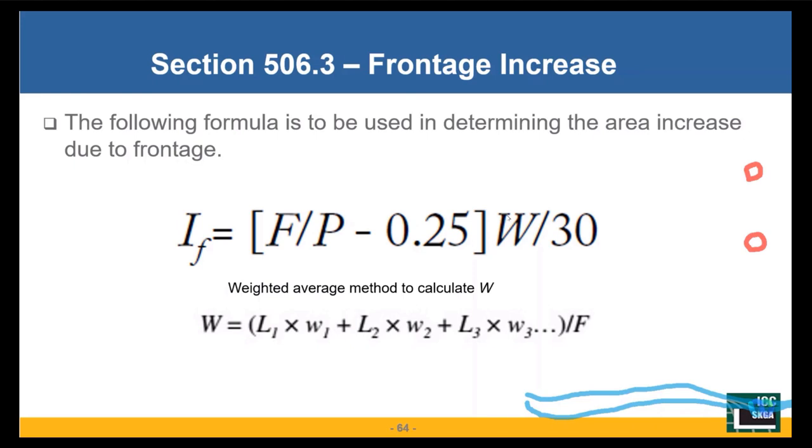For the width of the open space, you can use the weighted average by multiplying the length of the building dimension times the width of that dimension, and adding the second dimension times the width available for the second dimension, and so forth, and dividing by the total of the building dimensions added together, so you get a weighted average of W.